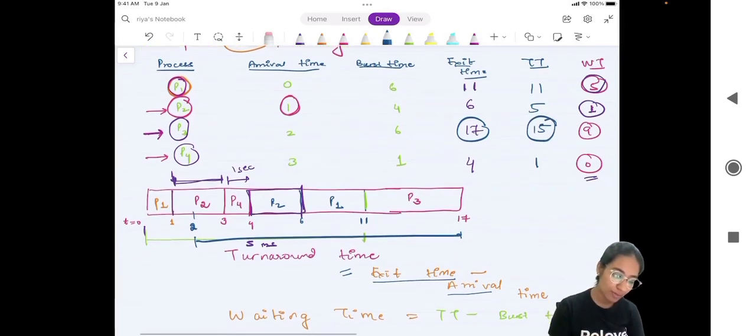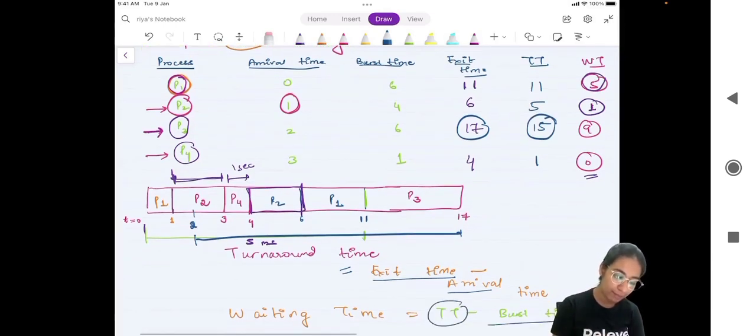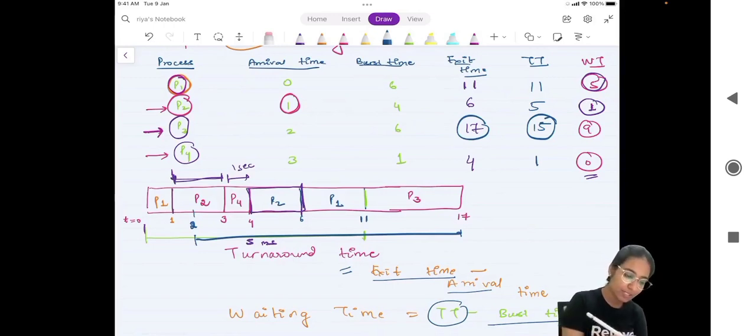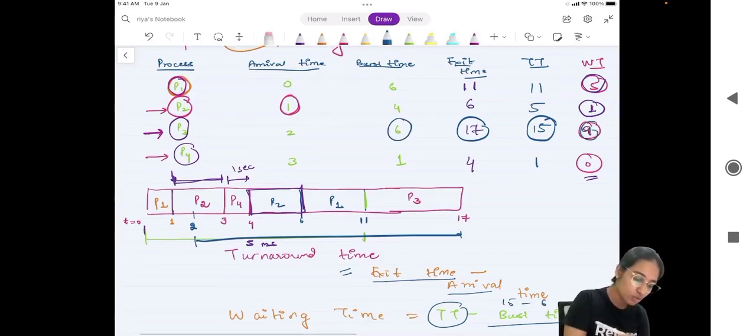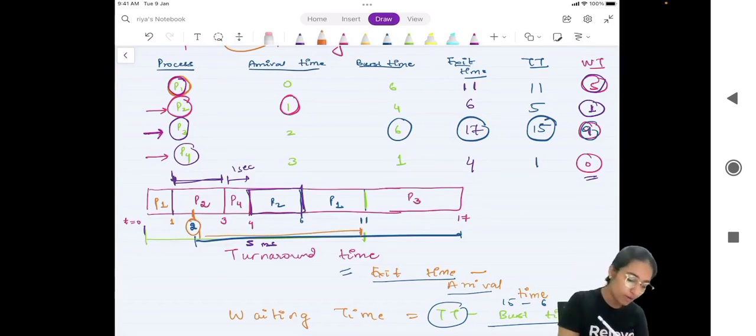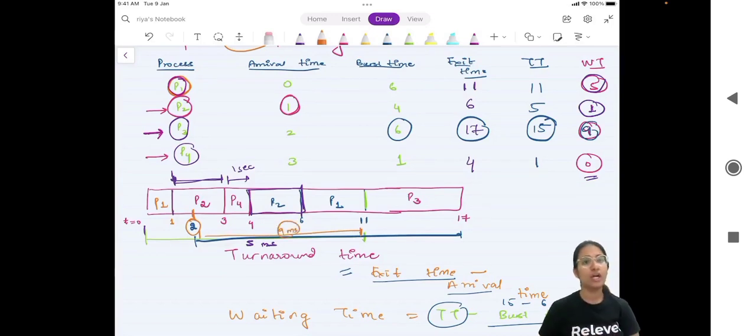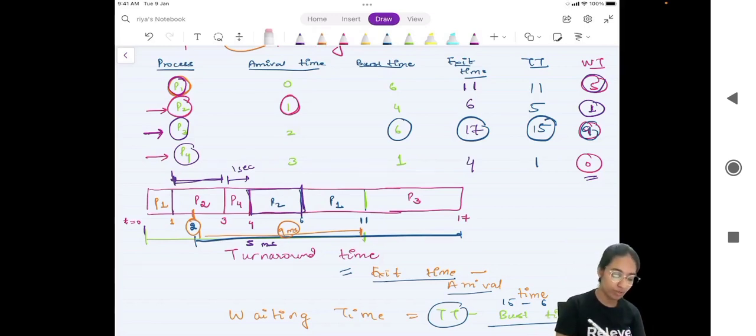And now you have to take the turnaround time and minus the burst time from it. The burst time was 6 over here, so we do 15 minus 6, which is 9. And it makes sense also because the process came over here at instance 2, but it had to wait till 11. So it had to wait for 9 milliseconds to get its execution. This is how you calculate the waiting time. Use these formulas and it will become a lot easier to calculate this.